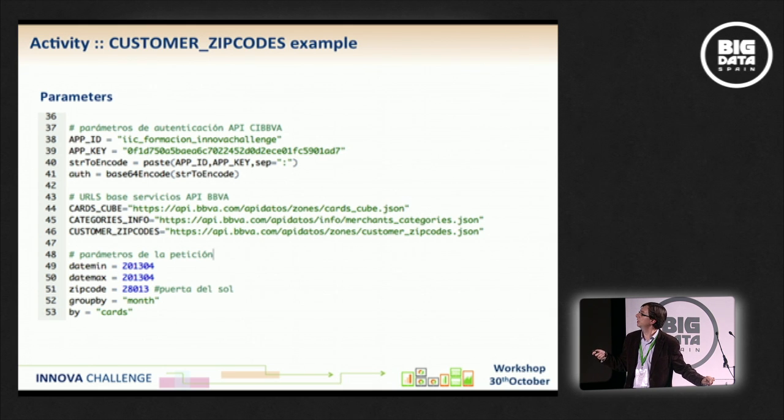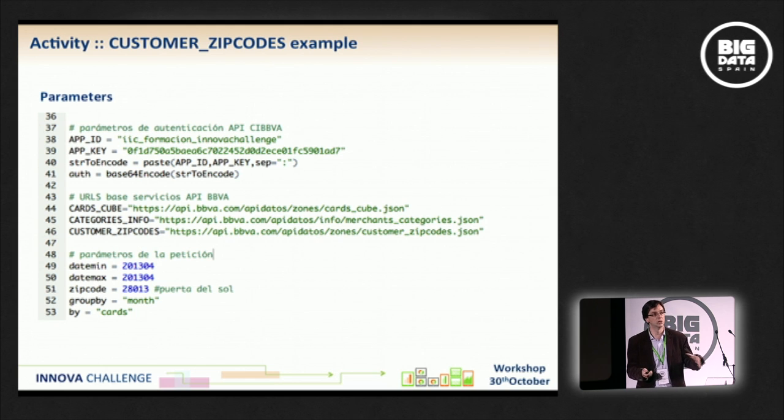Basically, it's very simple. You define the ID and the key, you encode them, you put them together, and then there are three services, as I was telling you, in the BBVA API. One is called the cards cube, the categories info, and the customer zip codes. The first one tells you information about how many transactions and also credit cards are buying in an area or a postal code by merchant segment, and also by age or by gender. So you have a cube in which you can find all different information about different things.